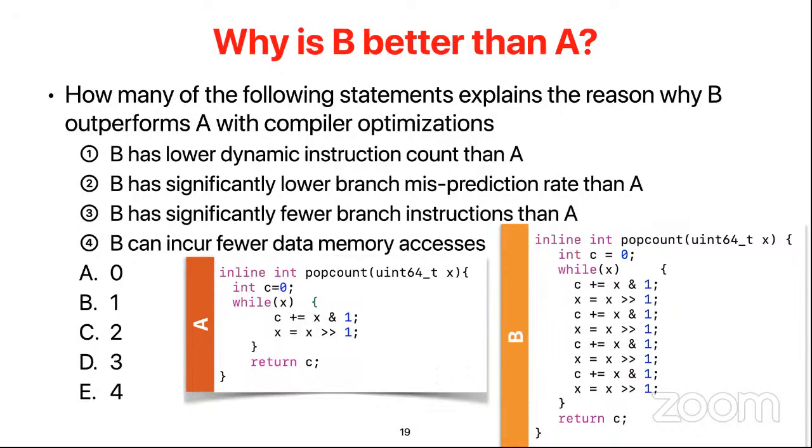The other thing is that now we only have 1 branch instruction every 4 iterations, so the number of branch instructions is definitely fewer than A. However, for the second answer, B has significantly lower branch misprediction rate than A. If we run it, you will figure out that this one is also true, but that's not easy to tell.